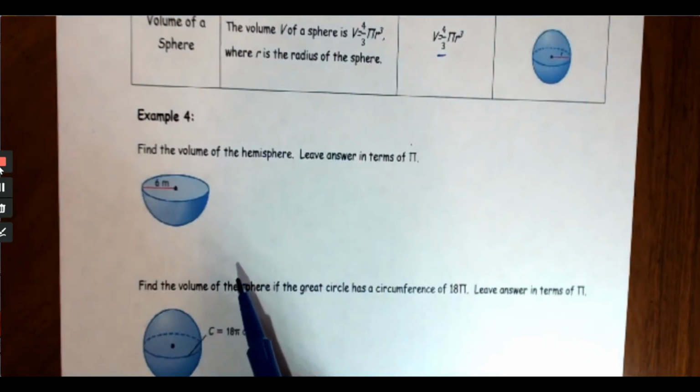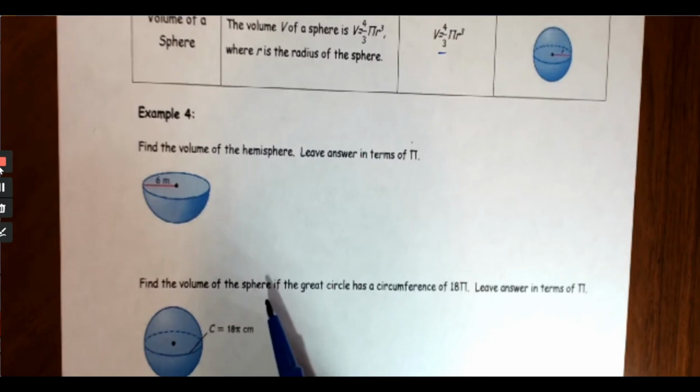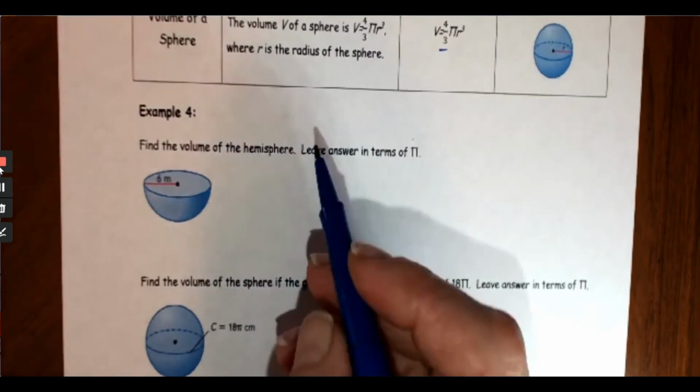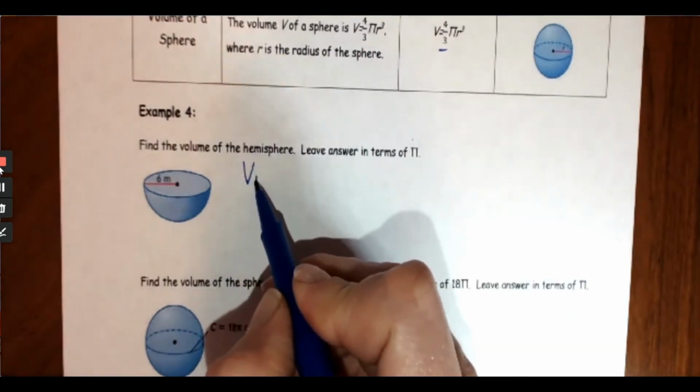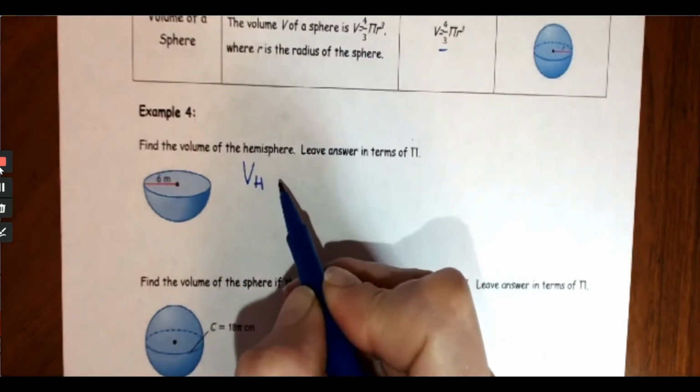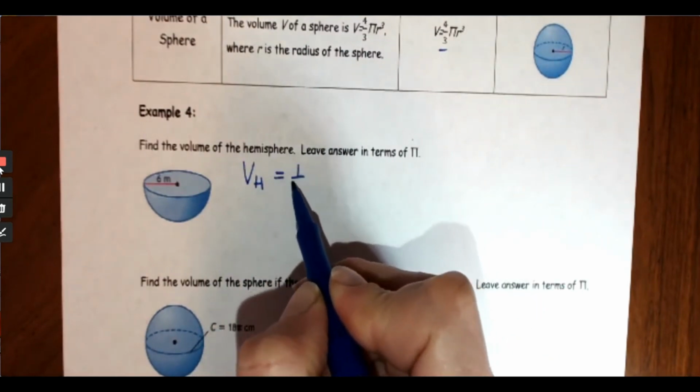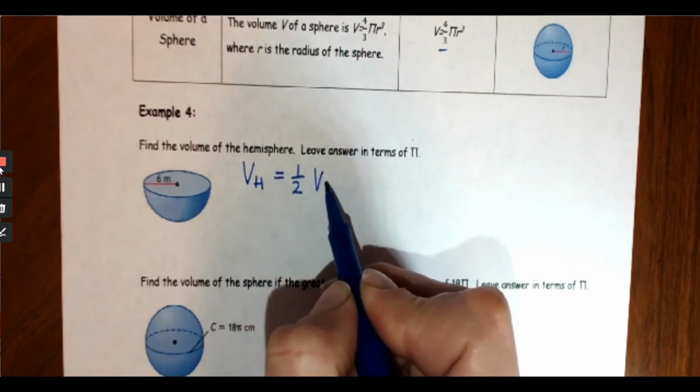It's a little bit easier than thinking about the surface area of a hemisphere, because here we're just talking about how much we need to fill it up. So when we're taking how much we need to fill up for a hemisphere, it really is just half the volume of the sphere. So I'm going to say that the volume of the hemisphere is equal to 1/2 the volume of the sphere.